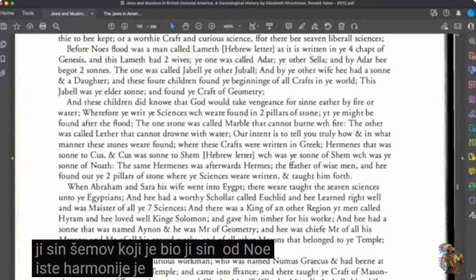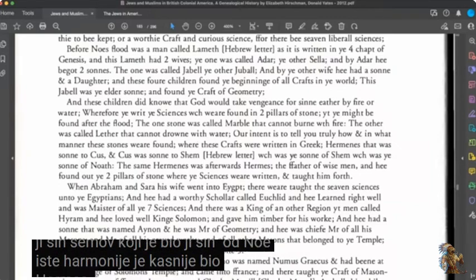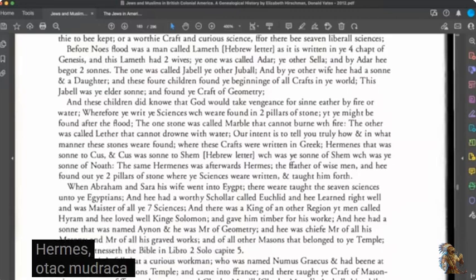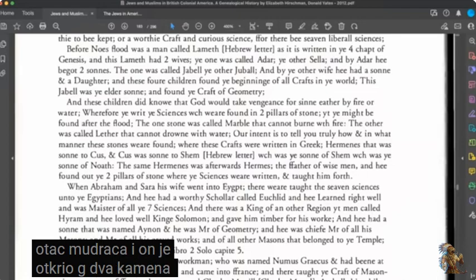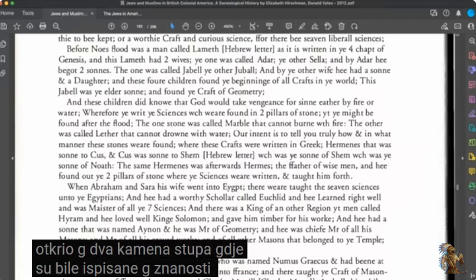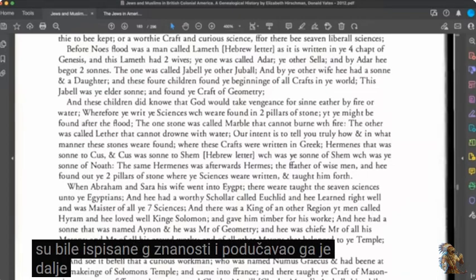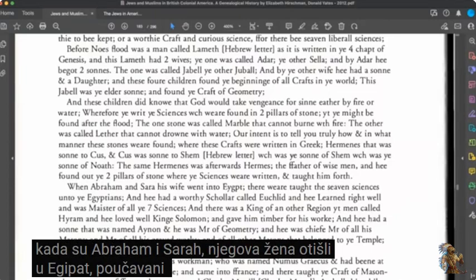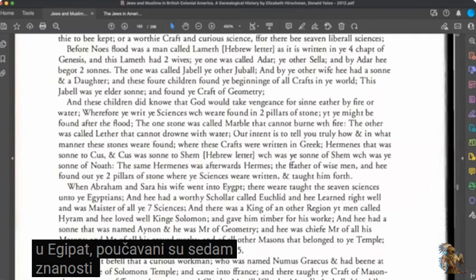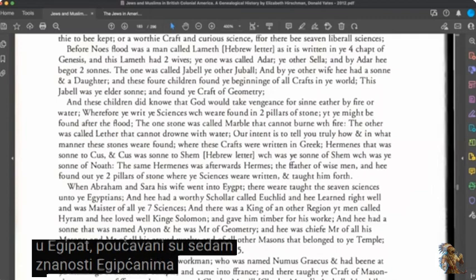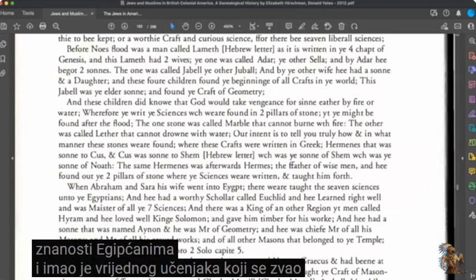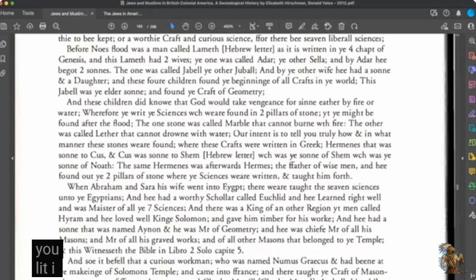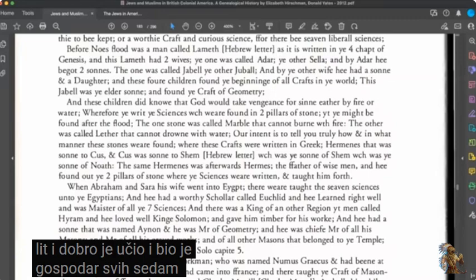The same Hermes was afterwards Hermes, the father of a wise man, and he found out the two pillars of stone, where the sciences were written, and taught him forth. When Abraham and Sarah his wife went into Egypt, they were taught the seven sciences unto the Egyptians. And he had a worthy scholar called Euclid, and he learned right well, and was master of all the seven sciences.